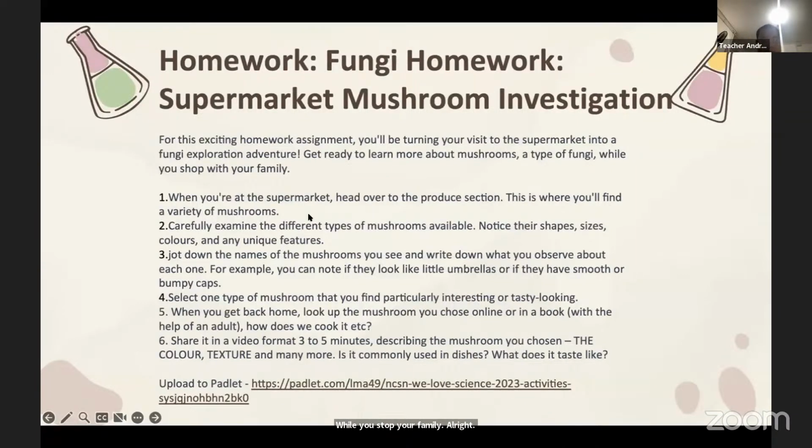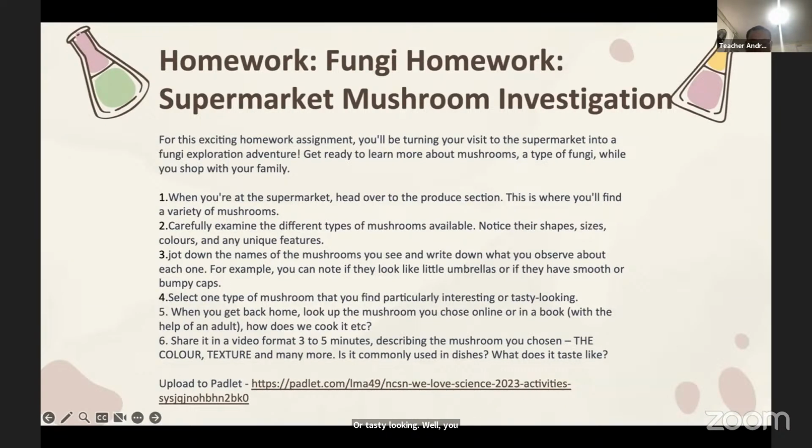When you are at a supermarket or market, head over to the produce section. This is where you find a variety of mushrooms. Carefully examine the different types of mushrooms available. Look at their shape, size, colors, and any unique features. Jot down the name of the mushroom you see and write down what you observe. For example, you can write that they look like umbrellas, or that they have a smooth or bumpy cap. Choose one type of mushroom that you find particularly interesting or tasty looking.